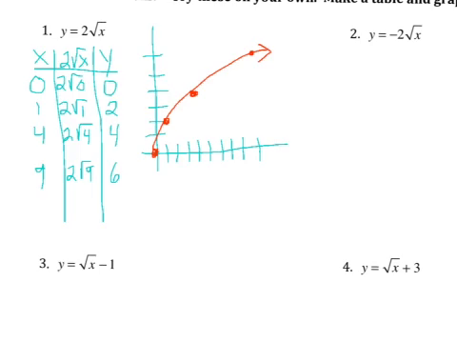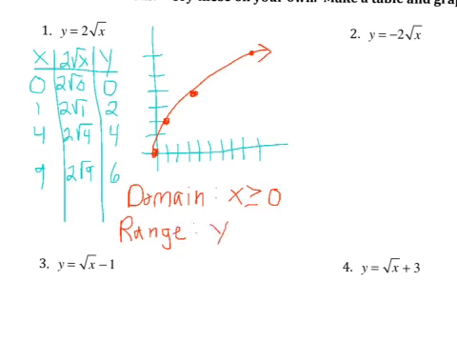This is the correct graph for number 1. Let's talk about its domain and its range. So the domain should be x is greater than or equal to 0, and the range should be y is greater than or equal to 0. On the next 3 graphs, try to label the domain and the range if you have not already done so.